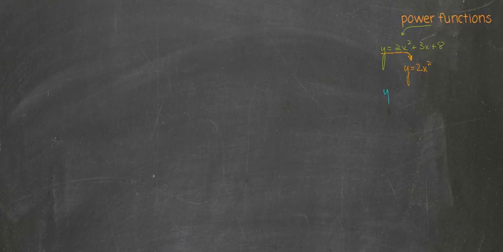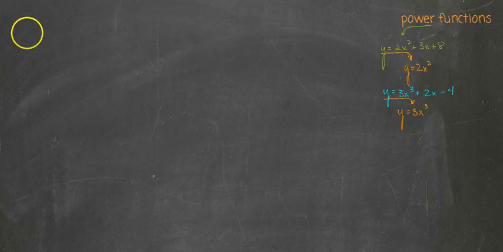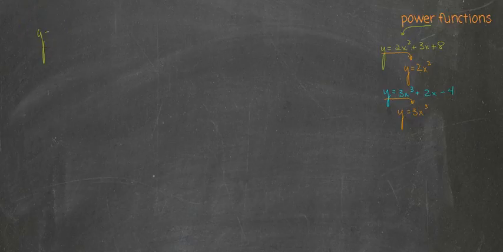Another example, y equals 3x cubed plus 2x minus 4 would be a cubic function, but if I take only the first power defining monomial out of it, I get y equals 3x cubed, and that's a power function. So written in its general form, a power function is of the form y equals a x to the n, where a is our coefficient, x our variable, raised to some power.